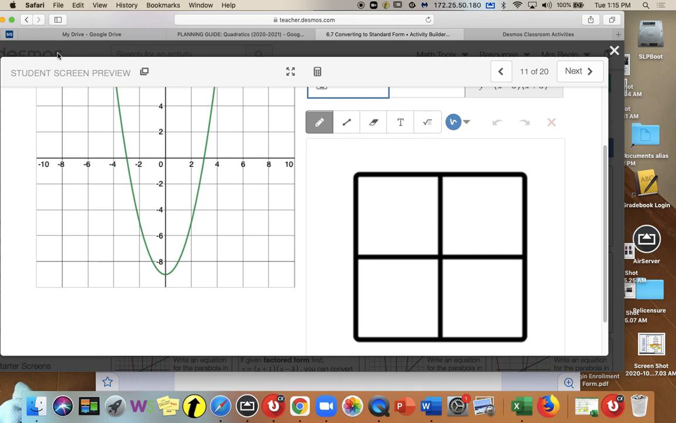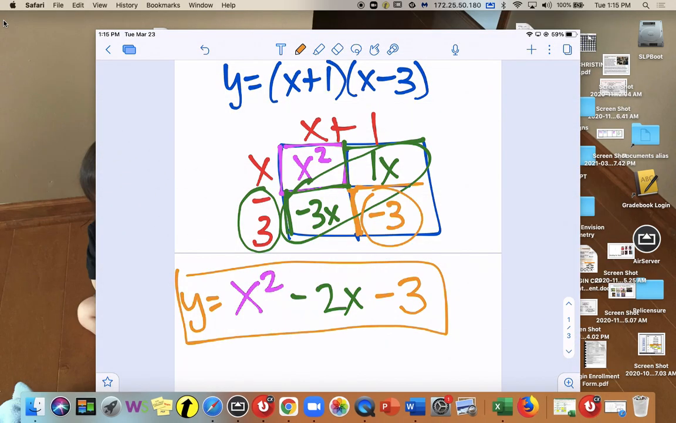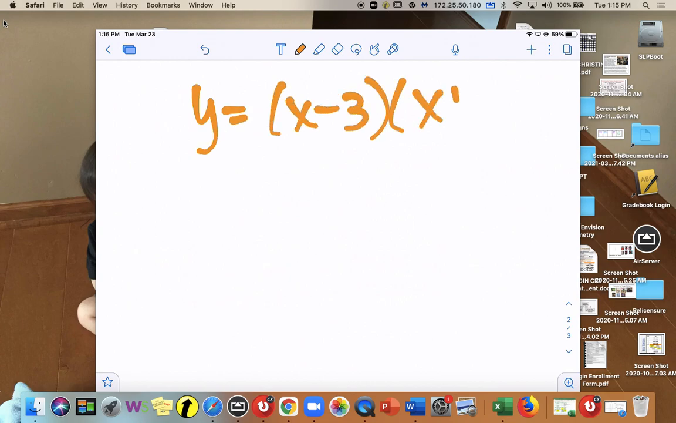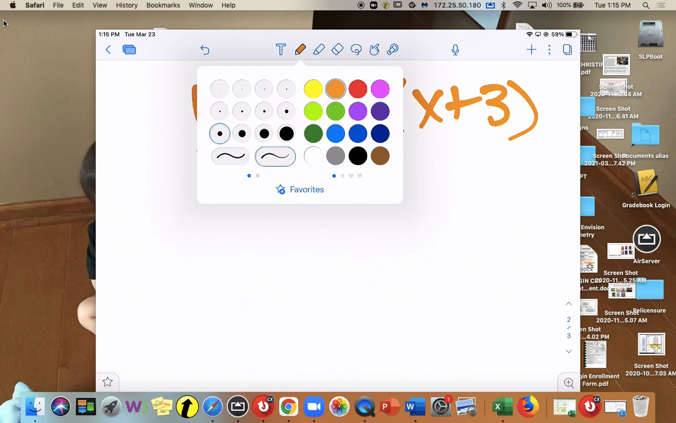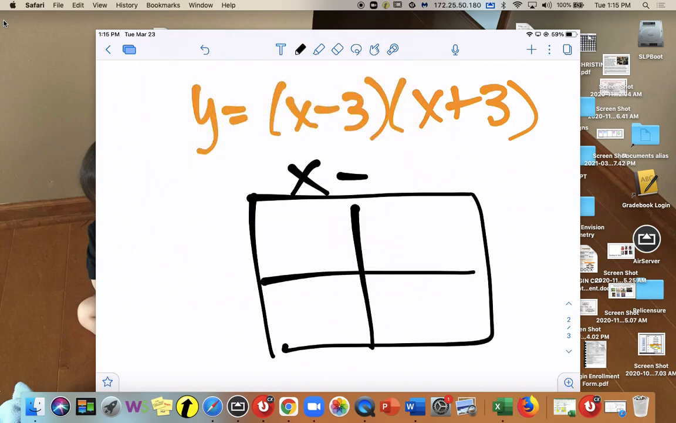Again, not great at writing at that. I'm going to go ahead and write this one on my iPad. So x minus 3, x plus 3. Let's write it out. So y equals x minus 3, x plus 3. We'll make our rectangle. We'll put one of the factors on top, x minus 3. We'll put one on the side, it doesn't matter. All right, let's get the area for this.